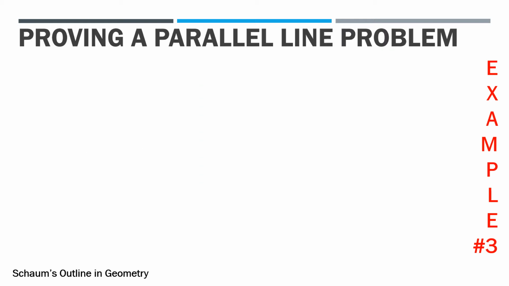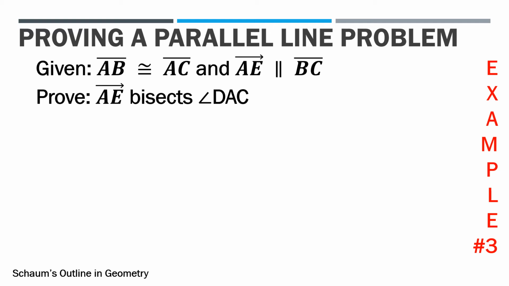The hypothesis of the geometrical statement of example number 3 states that line segments AB and AC are congruent, and ray AE and line segment BC are parallel. The conclusion wants us to prove that ray AE bisects angle DAC.